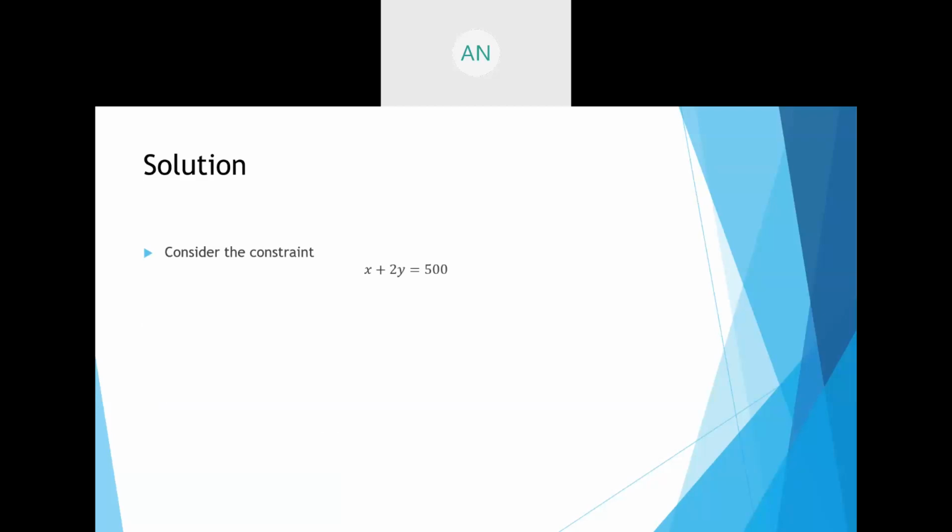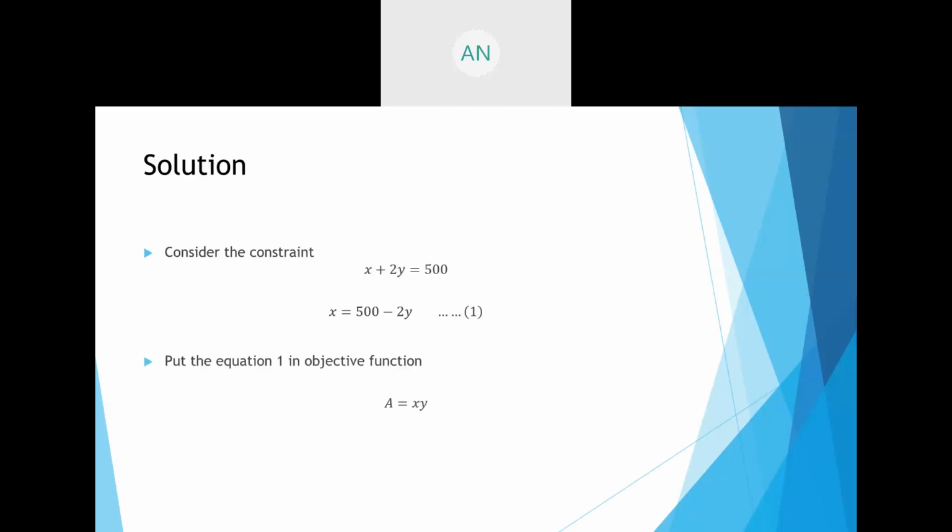So what I am doing is I am going to write this equation as x is equal to 500 minus 2y. All right. So I'm writing this constraint as x is equal to something. So x is equal to 500 minus 2y. And now this equation, x is equal to 500 minus 2y, I'm going to put it in the objective function that we are going to maximize. So here I'm going to put this equation 1 in the objective function.